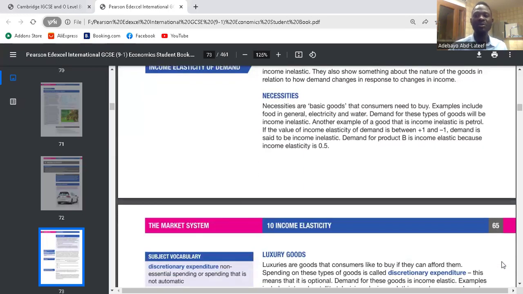So let's see necessities here. Necessities are basic goods that consumers need to buy. Examples include food in general, electricity, and water. Demand for this type of goods will be income inelastic. So for the basic necessities, demand is always income inelastic. No matter what happens to our level of income, we tend to buy them. Do you understand?